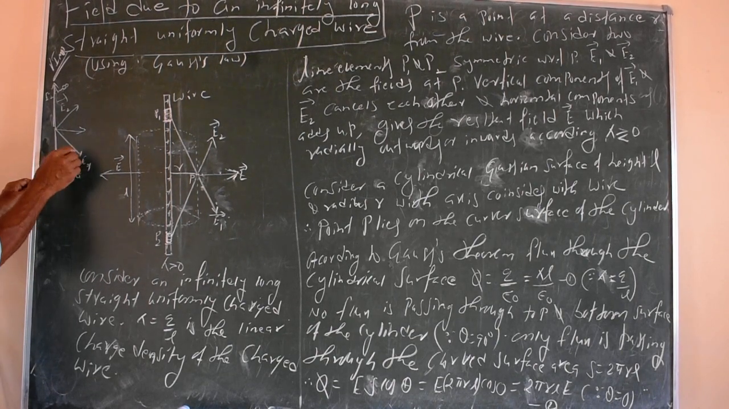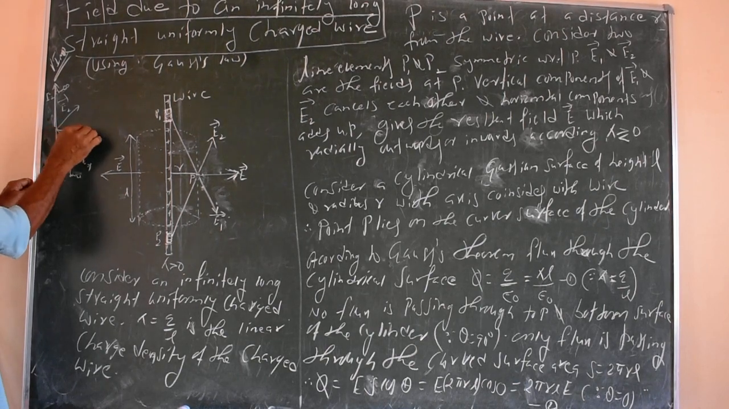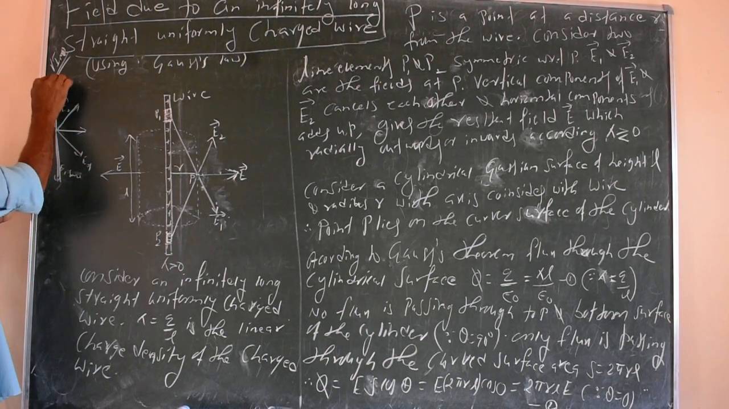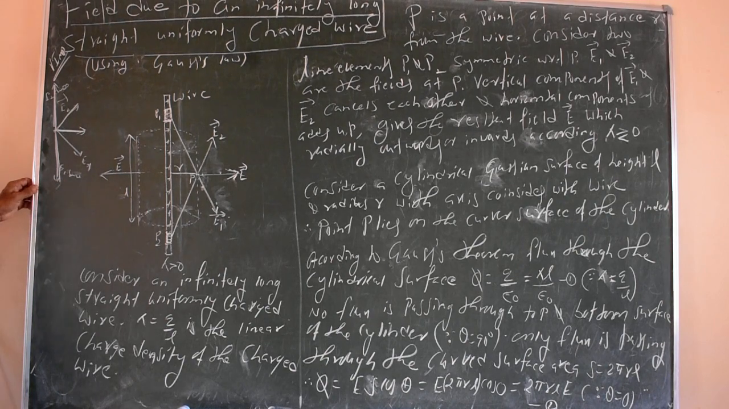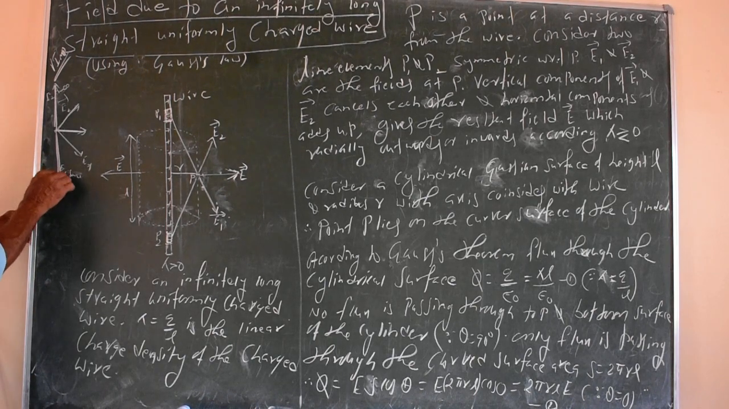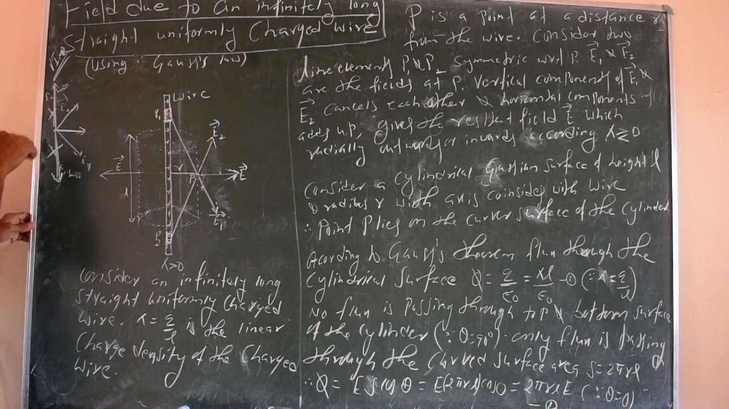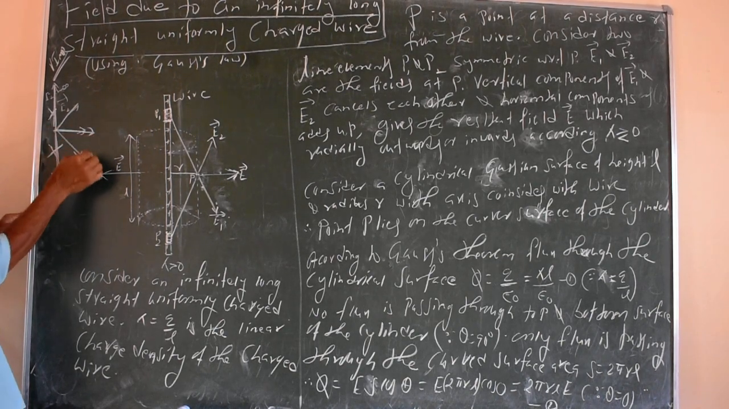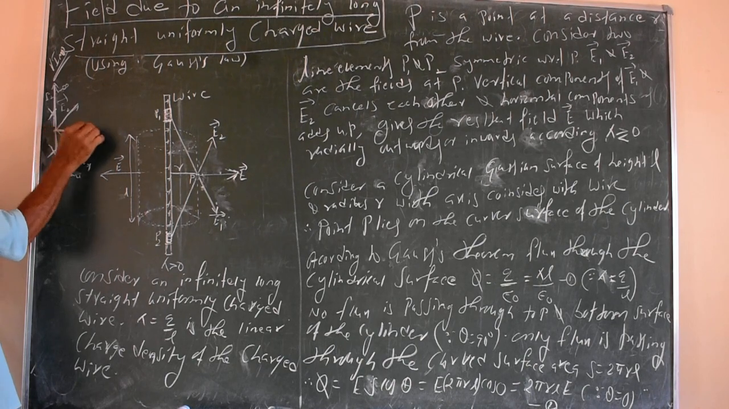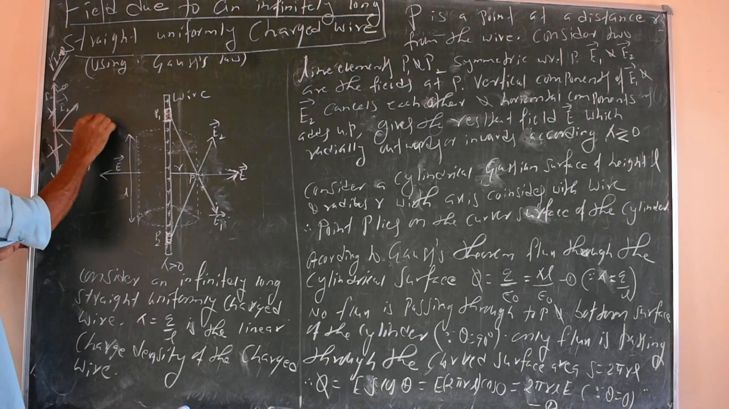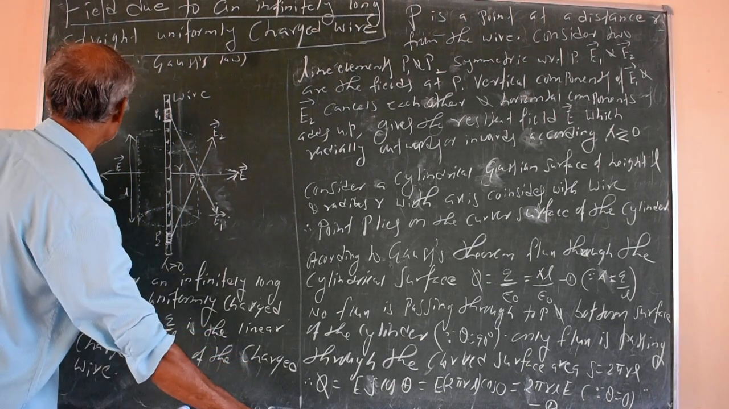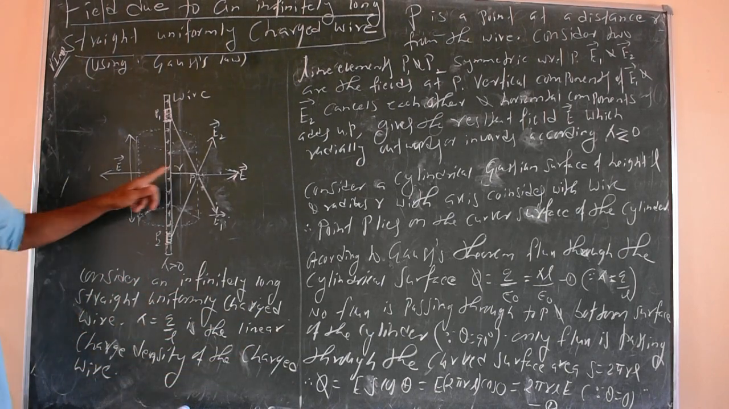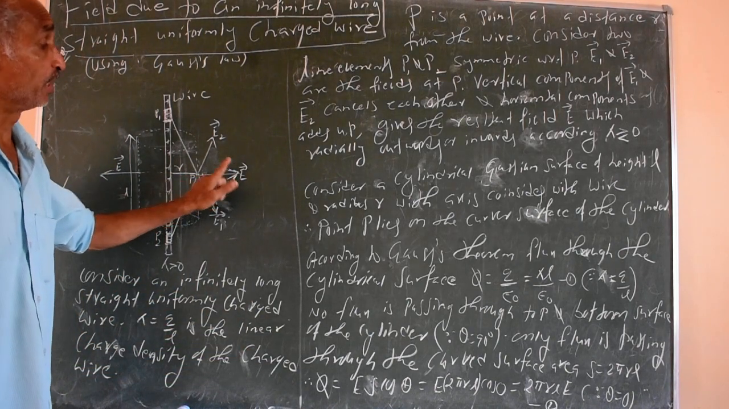E1 bar is resolved vertically and horizontally. E2 bar is resolved vertically and horizontally. Now therefore E1 sin theta and E2 sin theta are equal in magnitude, opposite in direction, cancel each other. Now the horizontal component of E2 is E2 cos theta and of E1 is E1 cos theta. So both are acting in the same direction, and add up to give the resultant field E bar. This point you have to remember. Therefore, the field at a point P is radially outwards, the resultant field.